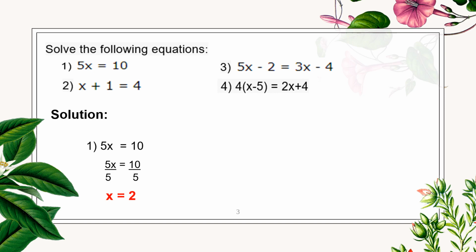To confirm or make sure that the answer is correct, we will double check it by substituting 2 for x in the equation. So 5x, we will write 5 times 2 equals 10. When we multiply 5 and 2, that is definitely 10. And so the equation becomes 10 is equal to 10. That means our answer is correct because 10 equals 10 is true.